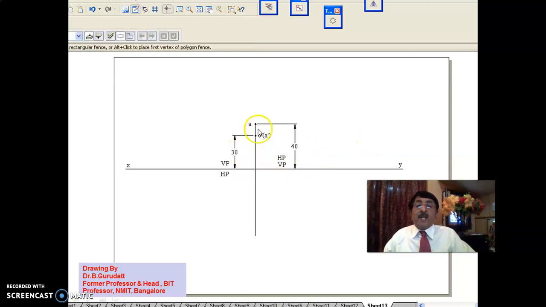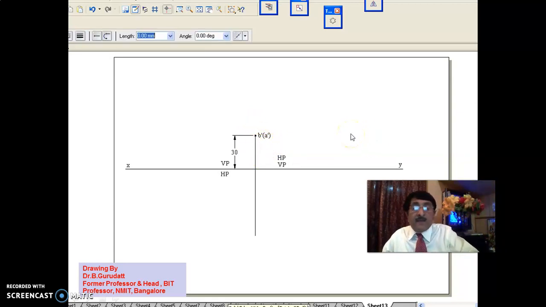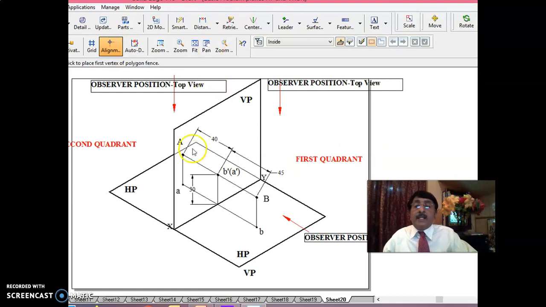Then you see, point A is in the second quadrant, that is 40 mm behind VP. You draw this A, because the front view has already been drawn. The only thing is you have to draw the corresponding top views. Here point A is 40 mm behind VP, and point B is 45 mm in front of VP. Behind VP and in front of VP, they are parallel to HP and can be seen on HP only. They are the top view distances.